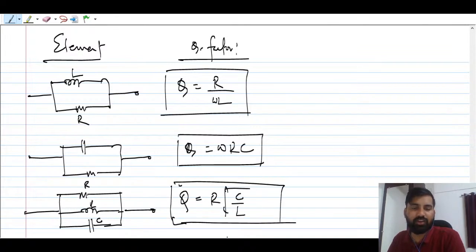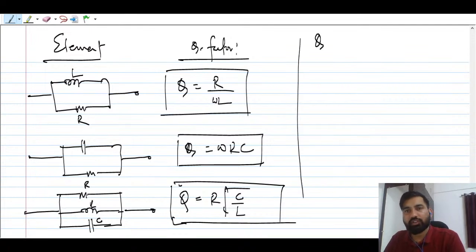R square root of C by L. I think this is clear for all. You can say reciprocal, or we are just taking the duality of that, the dual nature of the circuit, right? Dual of that. Okay. Dual of that. How? Let me explain to you.